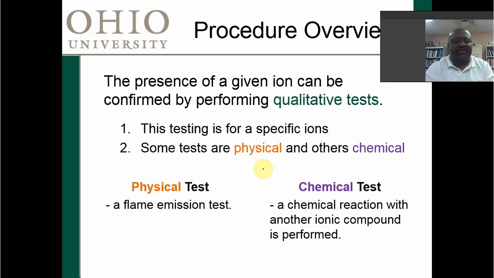Well, there are 2 kinds of tests that we're going to do. Physical tests, meaning that we really don't change the identity of the ion, it remains as is. And in a chemical test, the ion participates in a reaction, so it's changed in the process, and by observing what products are formed, we can infer the identity of the anion.